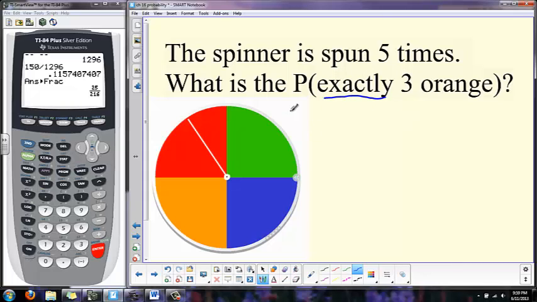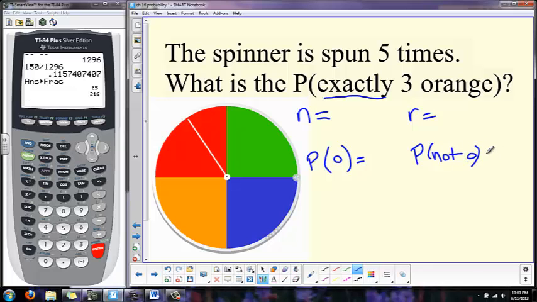So every time you have a question like this, a spinner is spun 5 times, what is the probability that we get exactly 3 orange? So this is red and this is orange, green, and blue. So what I want you to do is same thing as before. I want to know what my N is. I want to know what my R is. I want the probability of success, which in this case is the probability of getting an orange, and the probability of failure, which is the probability of not getting orange.